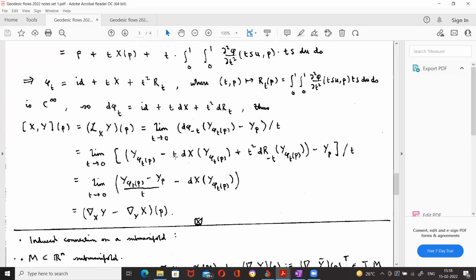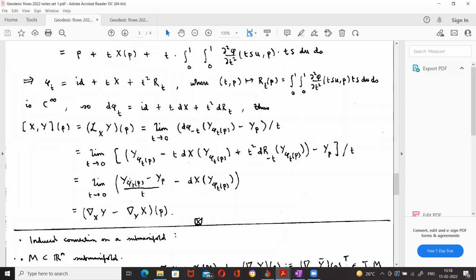So what do I get? I'll get y at phi t of p minus y at p, divided by t, minus this t dx y phi t p will cancel with the t here. So I'll get minus dx y phi t of p. And then the last term, there's a t squared and I'm dividing by a t. So this will go to 0 as t tends to 0. This last term with d r minus t will disappear because I'll get t squared divided by t, and so that t will kill it as t tends to 0.